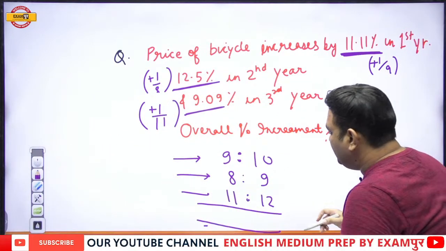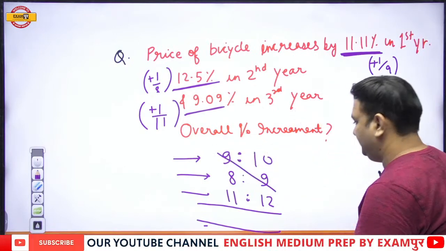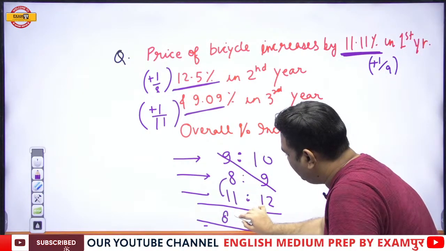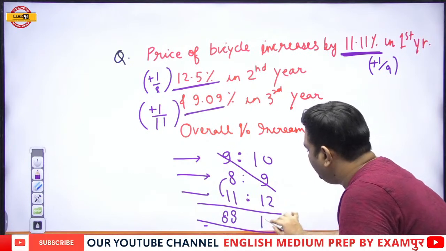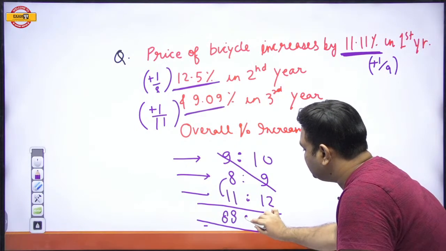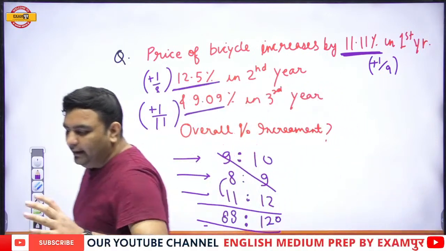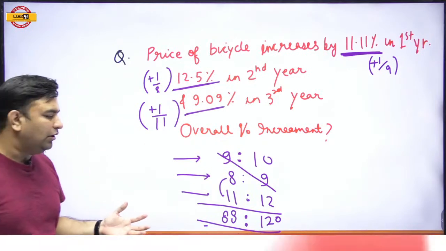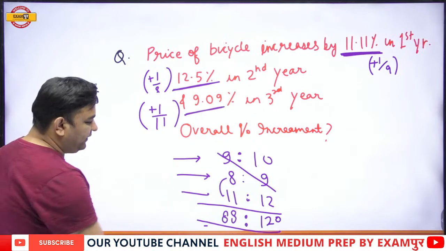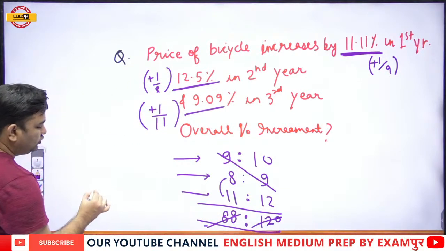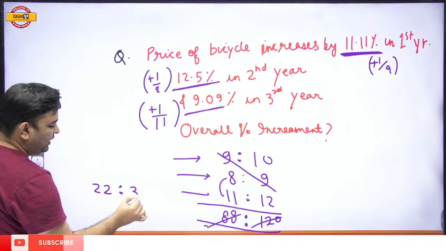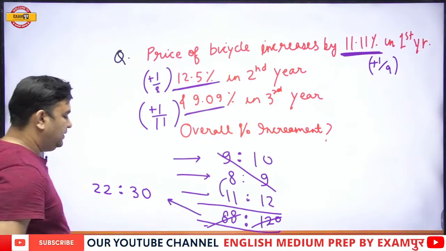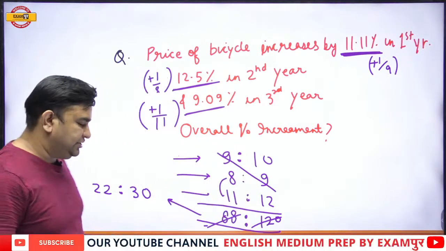Is there anything we can simplify? Yeah, we can simplify 9. So we can very clearly say that 88 has become 120 in overall 3 years. If you want to simplify it further, you can. 4 2s are 8, 4 3s are 12. From 22 to 30 is the increment.